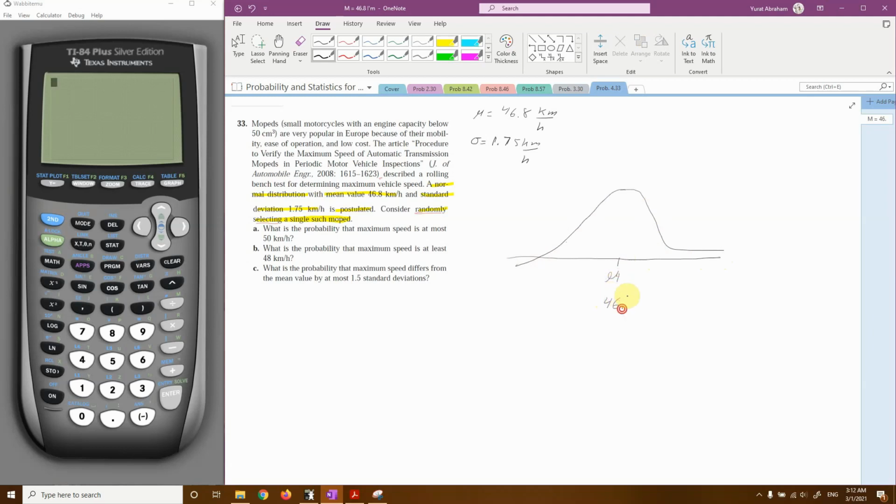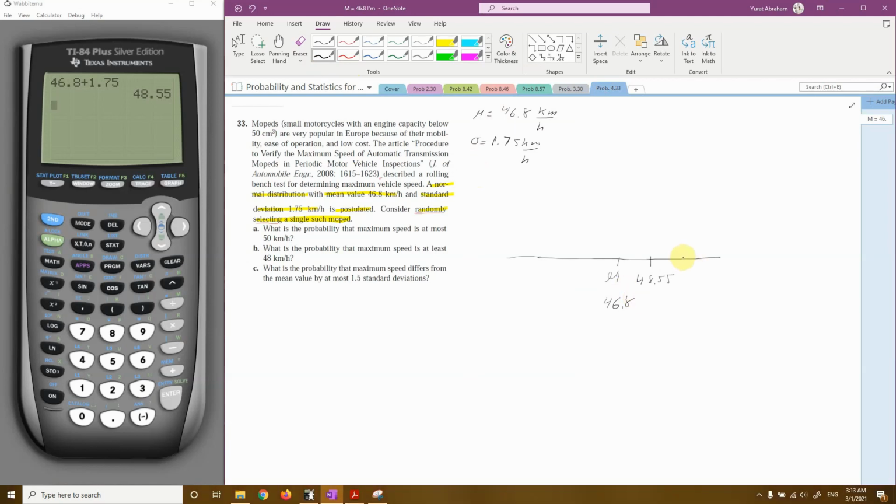That's the 46.8. And then I have the first standard deviation, which in this case will be 46.8 plus the standard deviation of 1.75. That will be 48.55. My bell curve is not so perfect, but sometimes it's not as easy as you think. And the regular whiteboard is much easier.